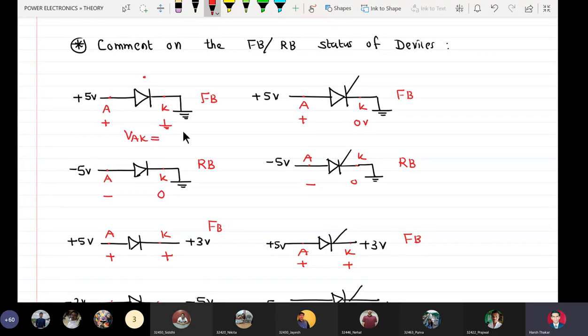Now see here, what is VAK here? How much is VAK? Potential difference? Yes, 0.7. What is the potential difference across the diode? Potential difference means VA minus VK. How much?